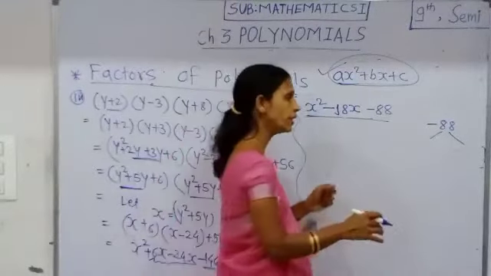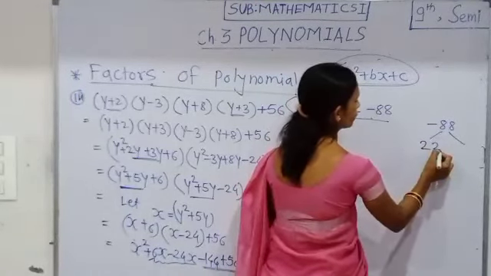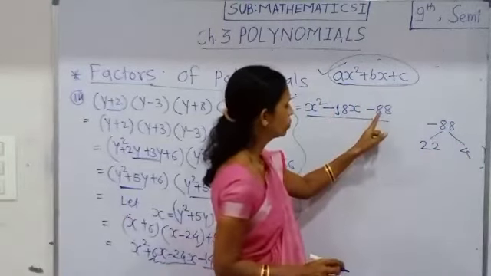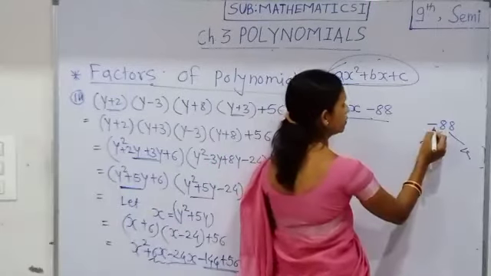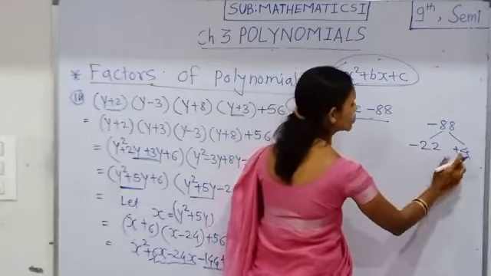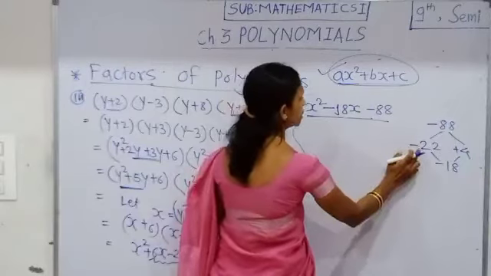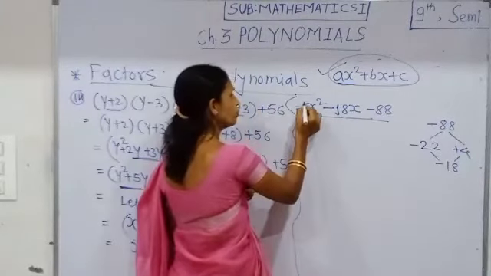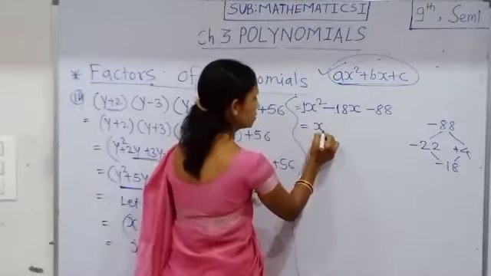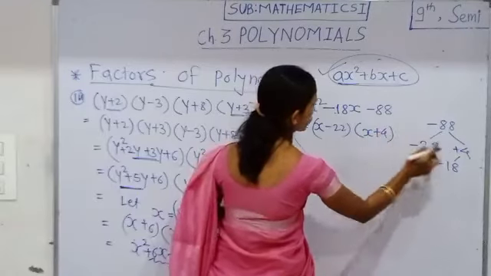The other factors are 22 into 4. The difference between 22 and 4 is 18. Since the sign is minus, minus 22 and plus 4 are taken. Minus 22 plus 4 is minus 18. Since the coefficient of the quadratic term is 1, we get the factors directly: x minus 22 and, in another bracket, x plus 4.